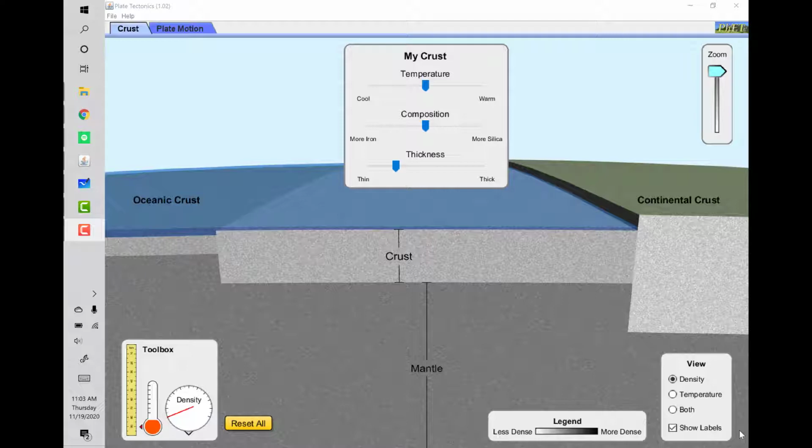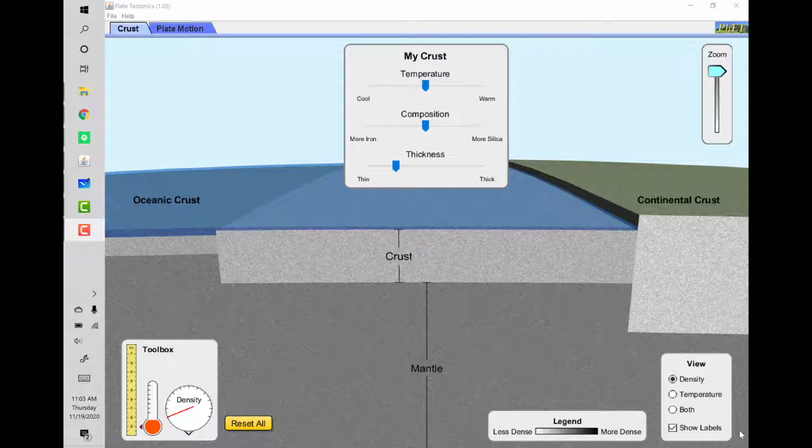So in this simulation, we're going to look at different kinds of crusts and how they interact at different plate boundaries. First off, if you have the packet, I'm going to skip through some of the questions and just hit the highlights for the pre-lab questions and part 1.